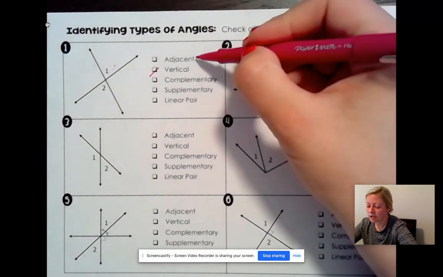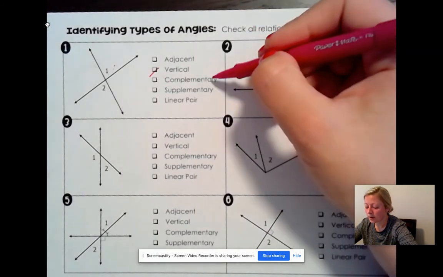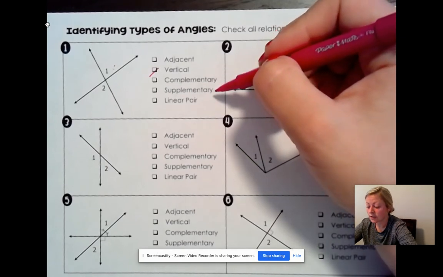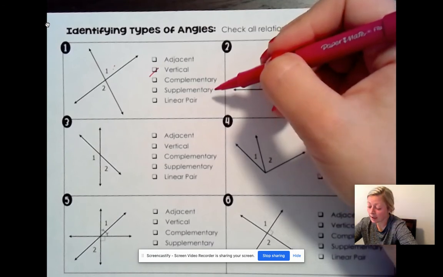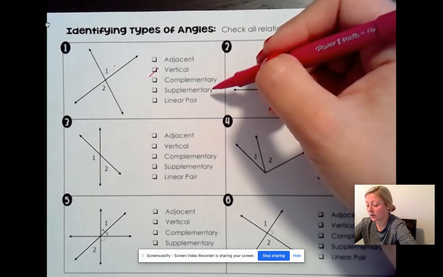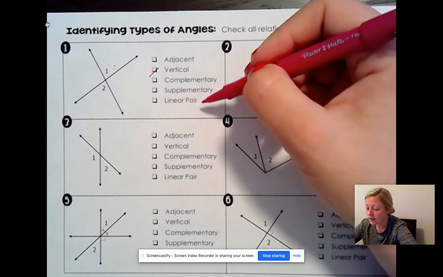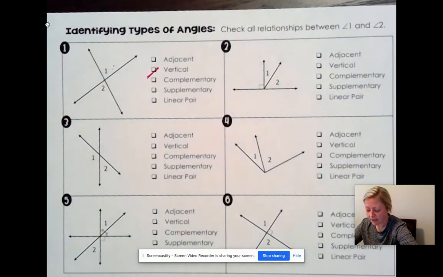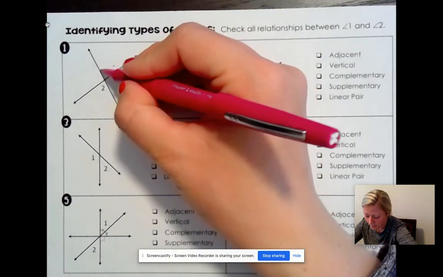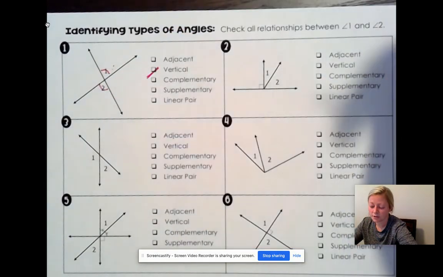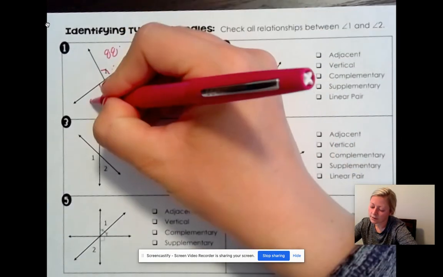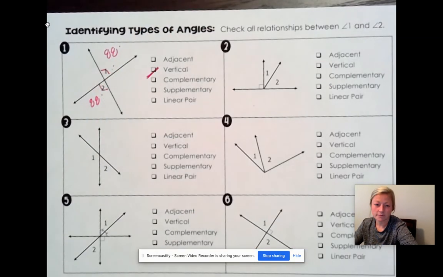Okay, do they share a side? Nope. Do we know if they add to 90? I don't know, they might, but we don't know anything about their angle measure. Same thing with supplementary. They could add to 180, but we don't know that based on this picture. And they are not a linear pair. So they are just vertical. And just remember that that means that they would be the exact same measure. So if this was, let's say, 88 degrees, this one would also be 88 because they are the same.